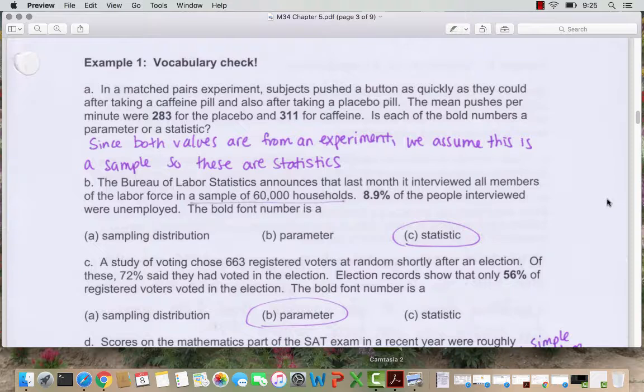Question B. The Bureau of Labor Statistics announced that last month it interviewed all members of the labor force in a sample of 60,000 households. 8.9% of the people interviewed are unemployed. So the bold font number here, that 8.9%, is a statistic because it came from the sample of 60,000 households.